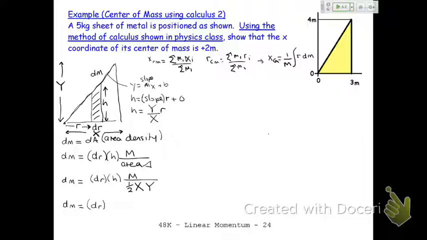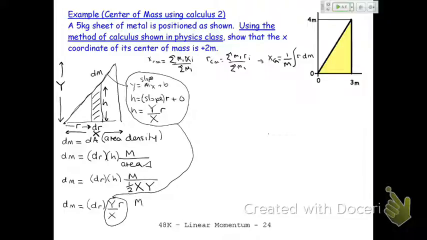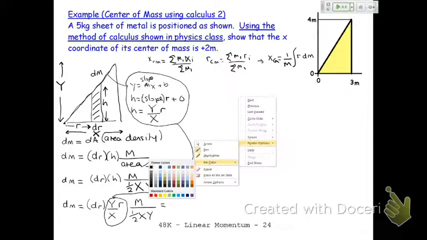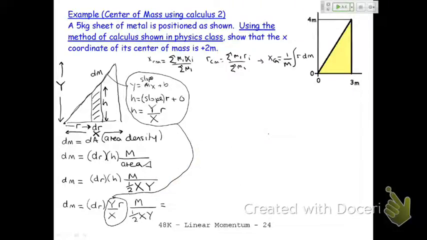So I take this guy and I bring it down here instead of my h. So I go big Y over big X times r, times M over one half X times Y. Y's cancel. So things cancel. Let's have a look and let's do a different colored pen so we can see this really nicely. Let's do red. So my Y's cancel.